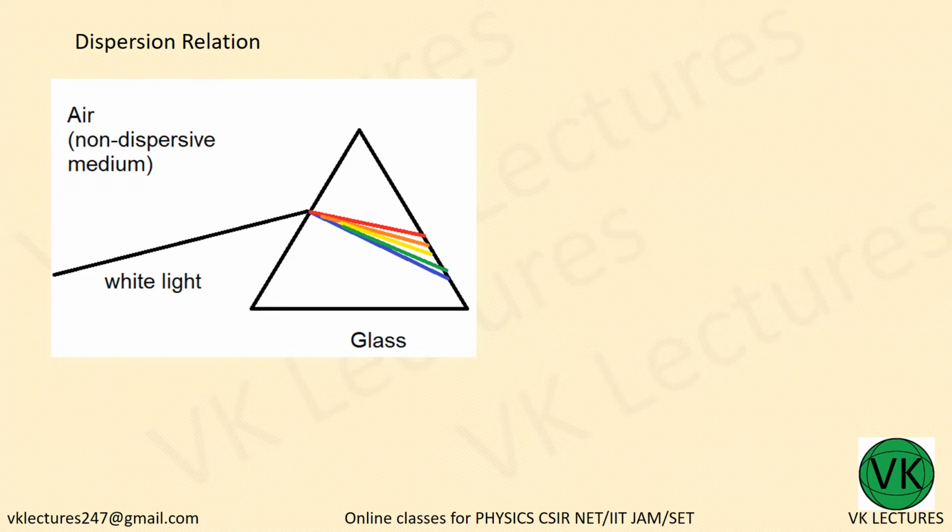Okay, now before going, let us once again write down the dispersion relation. What was the dispersion relation? It's Vg equal to Vp minus lambda dVp by d lambda. Okay, now air is called a non-dispersive medium. Now what do you mean by non-dispersive medium?